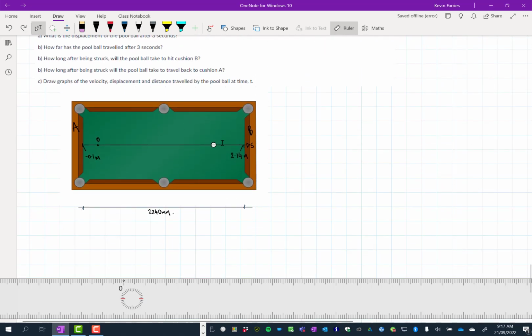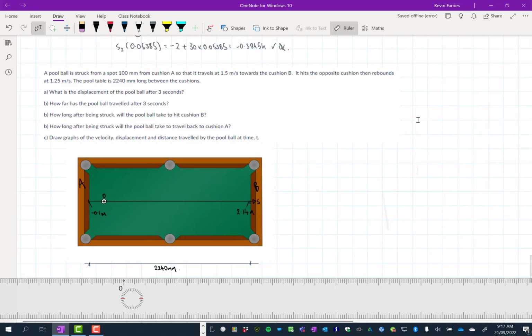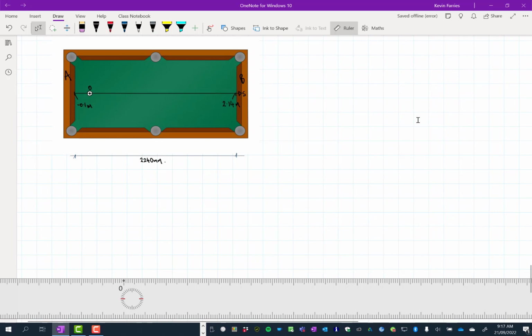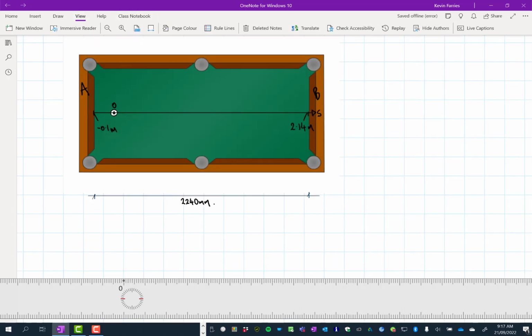So what we'll do first is figure out how long this pool ball is going to take to travel from this spot O to the cushion. So we're going to have to think about this in stages. Let's figure that out first. So this is really part of part A. So part A: first we're going to calculate the time to hit cushion B.